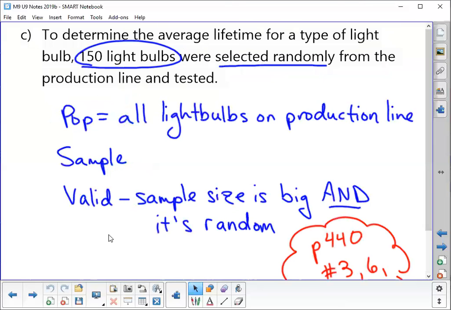So to determine the average lifetime for a type of light bulb, 150 light bulbs were selected randomly from a production line and tested. So the population is all light bulbs on the production line, right? We're looking at all the light bulbs. So it is a sample because they've only taken 150 bulbs. I think it's valid because the sample size is big and it's selected randomly.